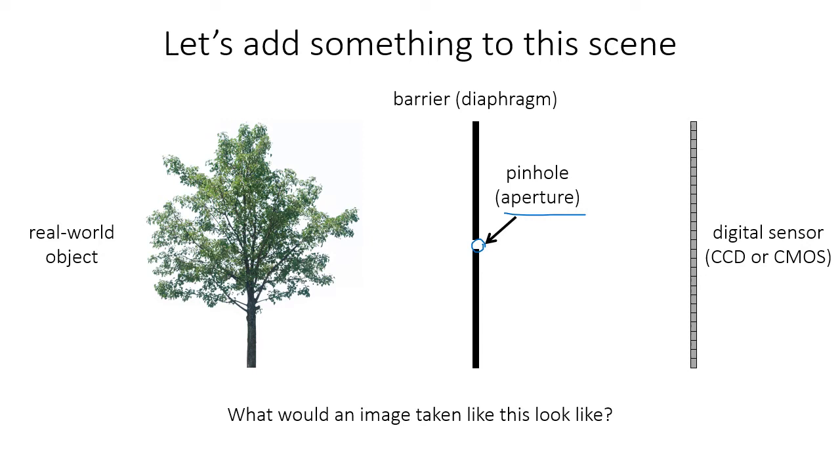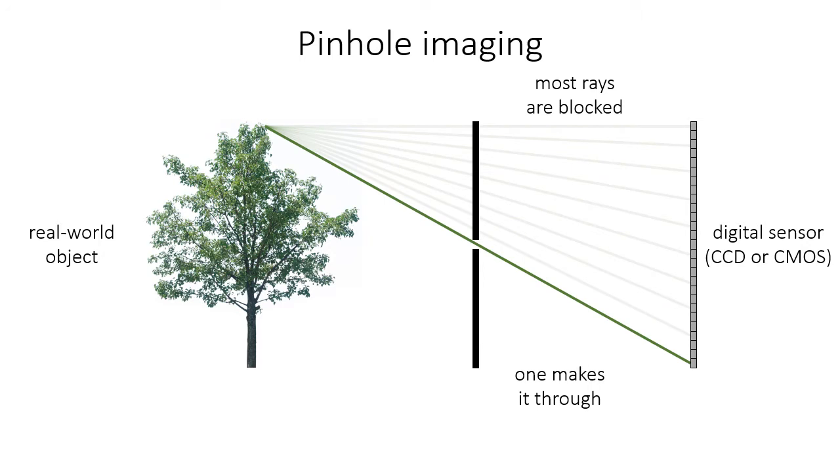So what would an image taken like this look like when we have this barrier between the real world object and the digital sensor? As you can see, most rays are blocked, and very few, or one, ray goes through this aperture or this pinhole and arrives at the digital sensor, as shown here.